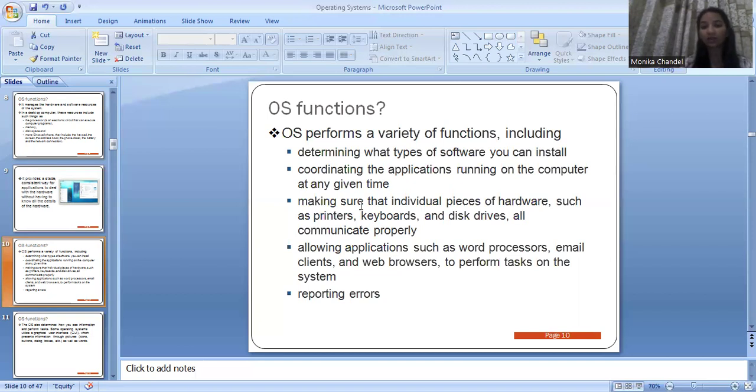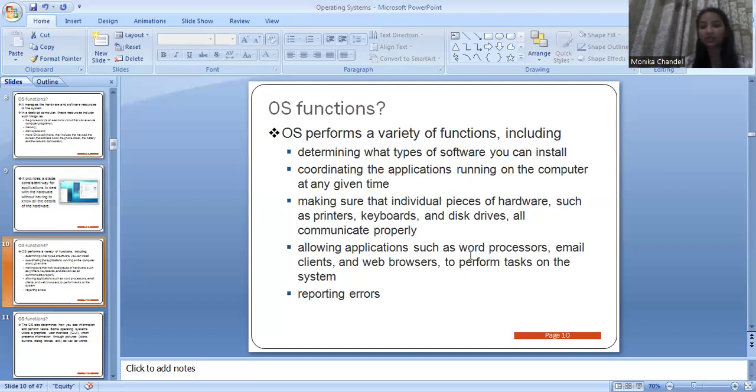It also handles all applications, making sure that individual pieces of the hardware such as printer, keyboard, disk drive, and all communication properties in our computer system work properly. Many devices are connected in very different ways. So it's the responsibility of the operating system to manage all these devices very correctly, in an efficient way and in a flexible way.